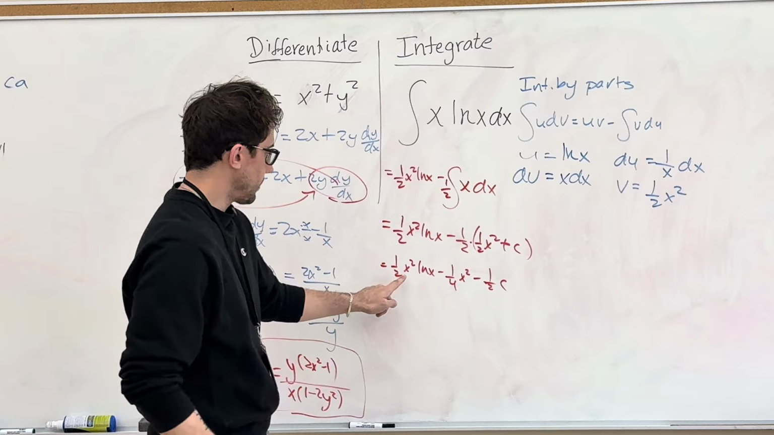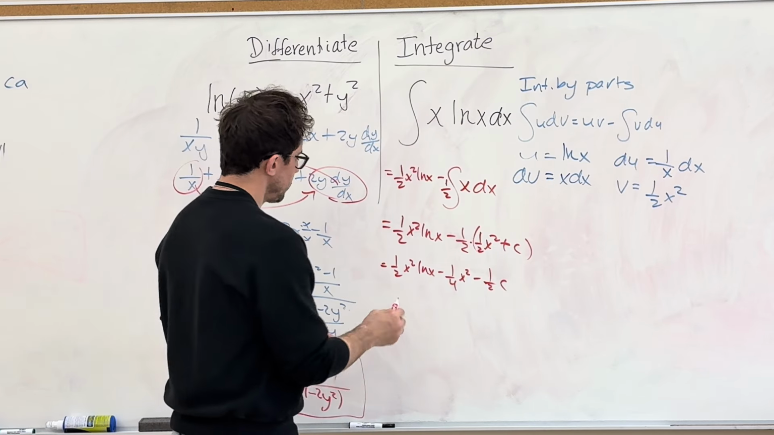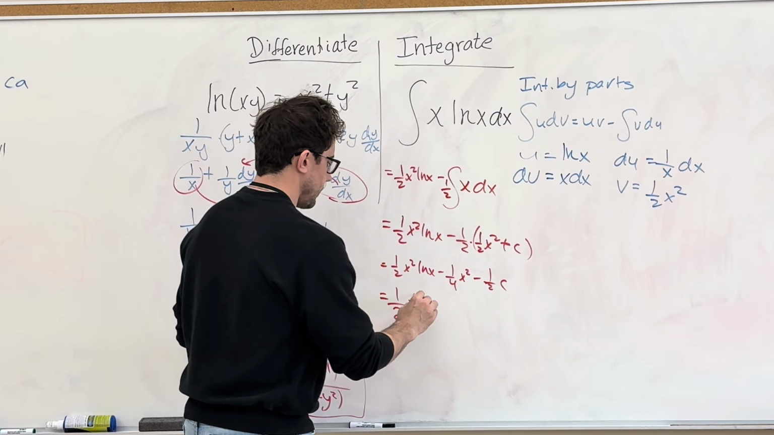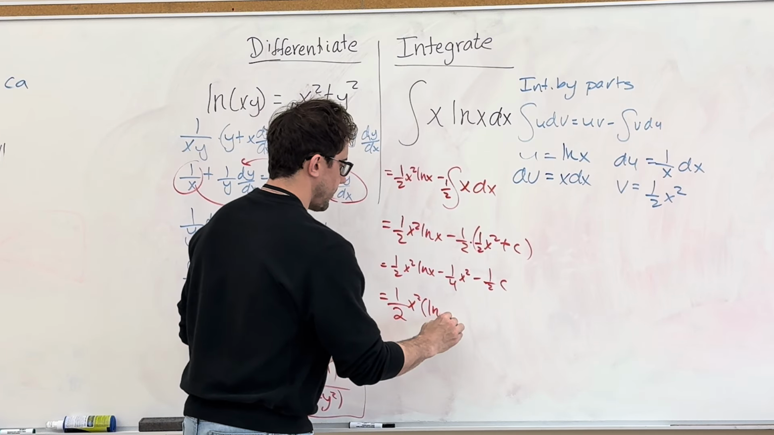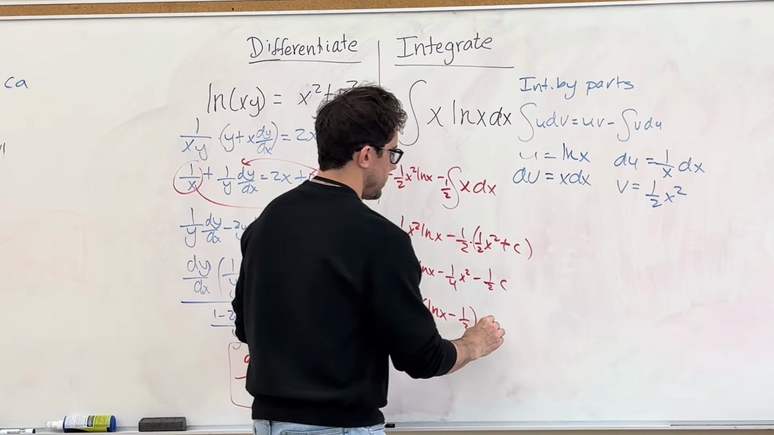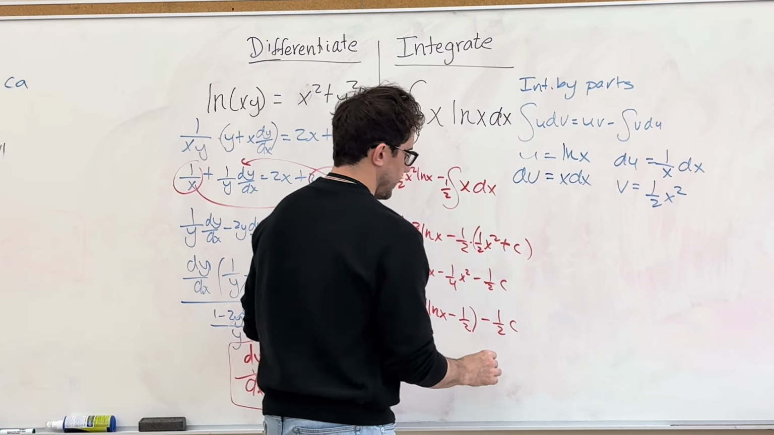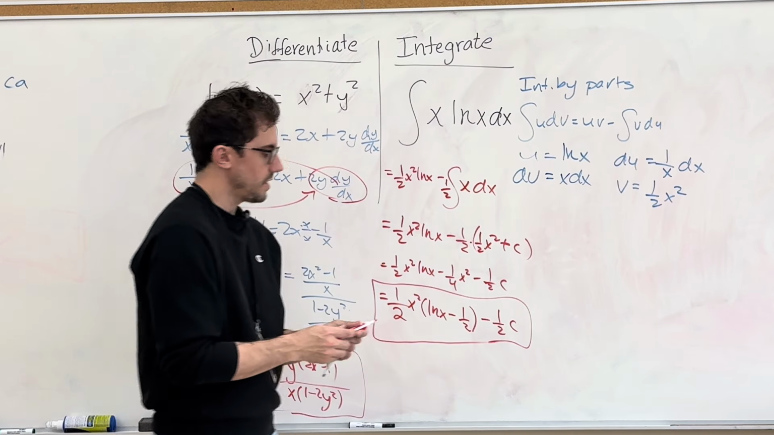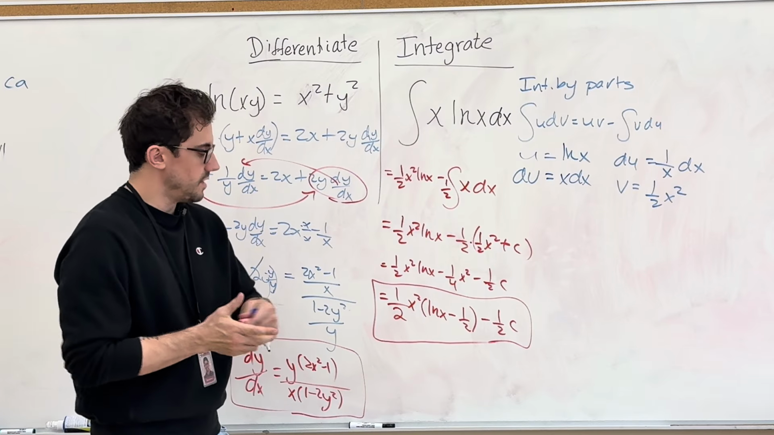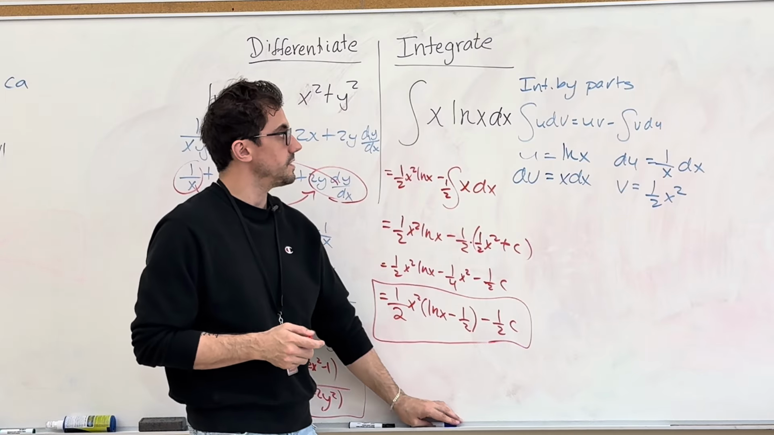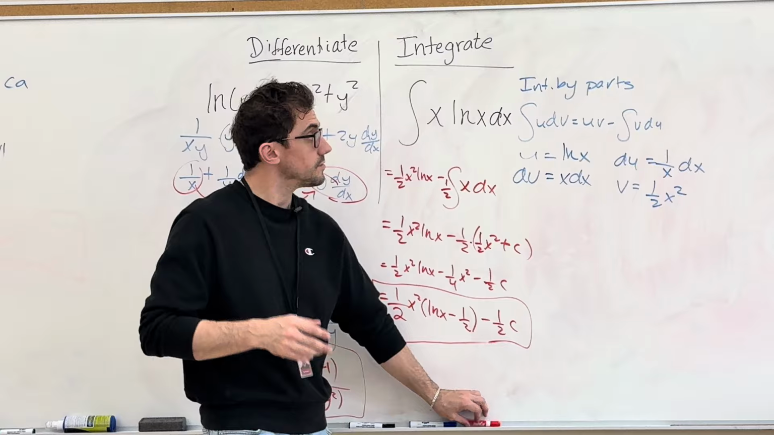And then maybe you want to factor out a 1/2 x squared from the first two terms. That'd be fine if you want to. Not necessary, but maybe not a terrible idea. So we have 1/2 x squared times ln of x minus 1/2, and then minus 1/2 times some integrating constant c. And we're done. So another nice example of an integral evaluated using the integration by parts formula.